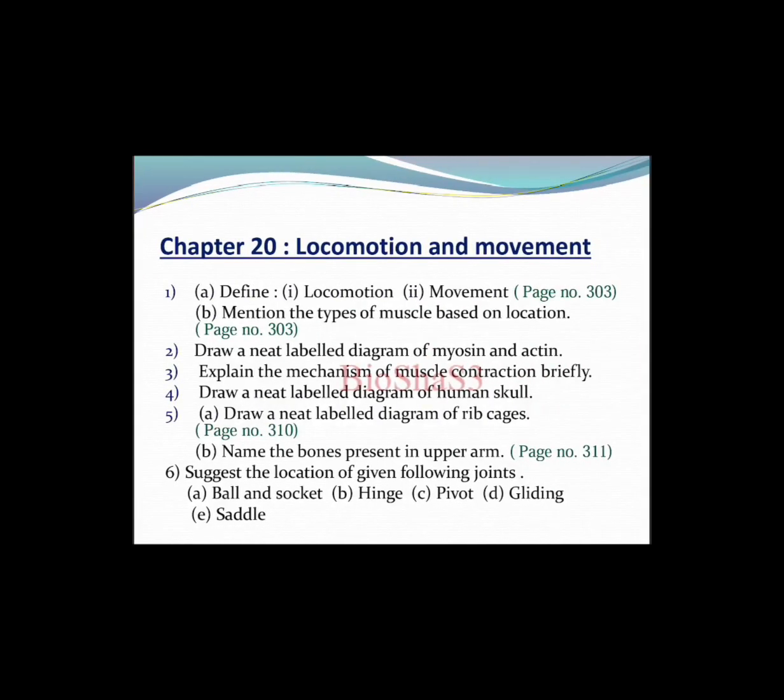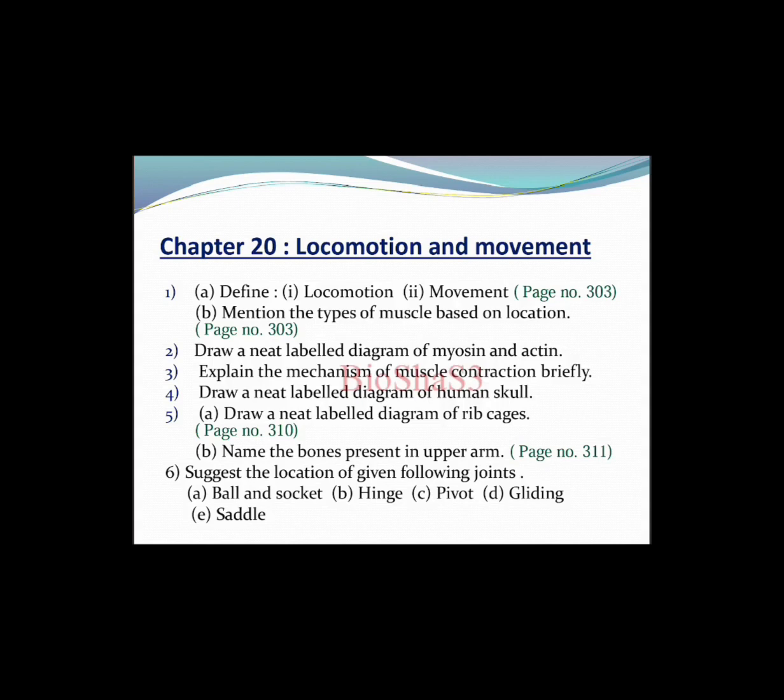Chapter 20, Locomotion and Movement. So the basic concept, you should know what is meant by locomotion and what is meant by movement, that definition. Then for this question 1A, there is a weightage of 2 marks, and 1B, that is, mention the types of muscles based on location. You have to write the 3 types, where each type will carry 1 mark, that is 3 marks.